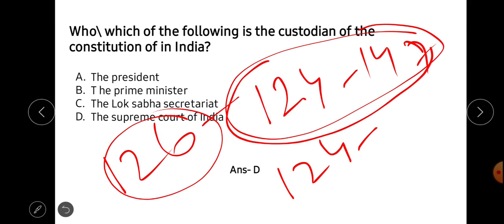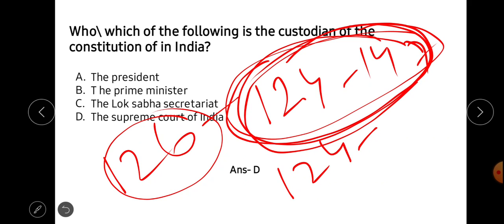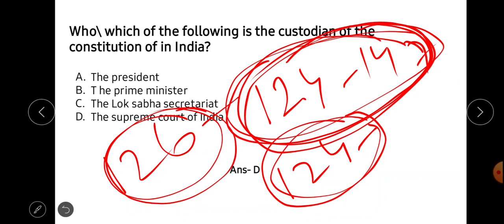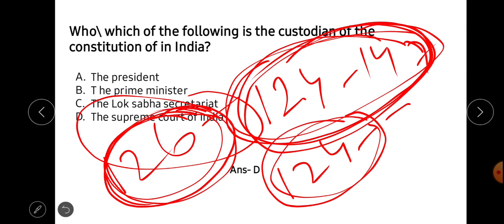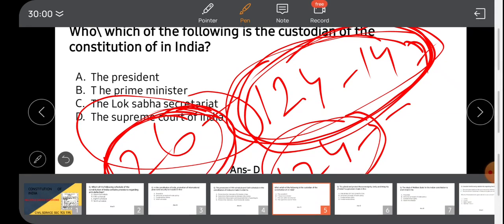So articles 124 to 147 are all related to the Supreme Court of India. I give here two examples. One is article 124, which said that there should be a Supreme Court of India, and article 126, which is related to the appointment of the chief justices in the Supreme Court of India. Okay, so the correct answer will be D, that means the Supreme Court of India is the custodian of the Constitution of India. Now move to the next one.